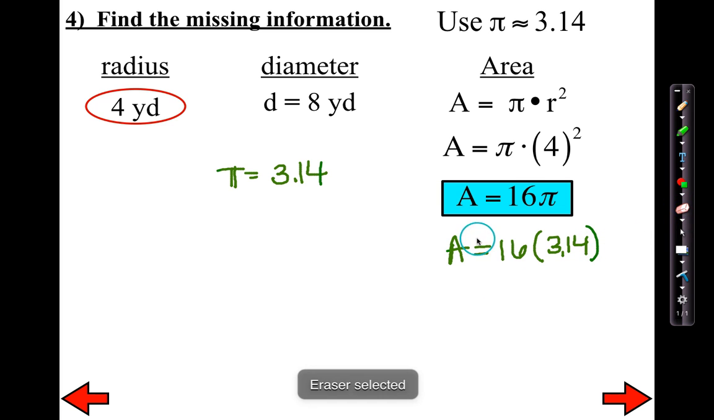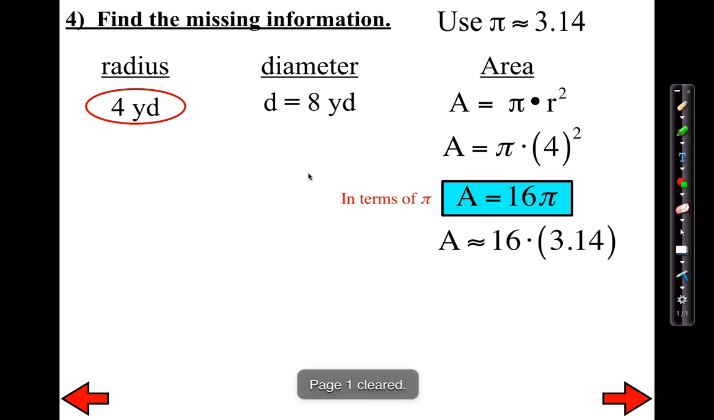And I should correct something. It doesn't equal, it would actually be an approximation. Why? Because once again, we're technically using an approximation here. Pi is not exactly 3.14. So I would multiply that out, and that's going to be approximately 50.24 yards, and it's going to be squared, okay? Because for area, the units should be squared.